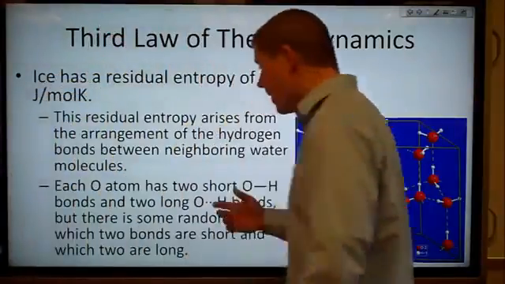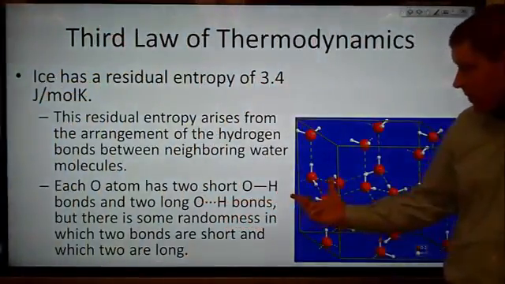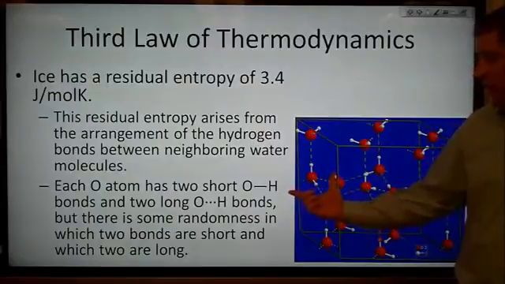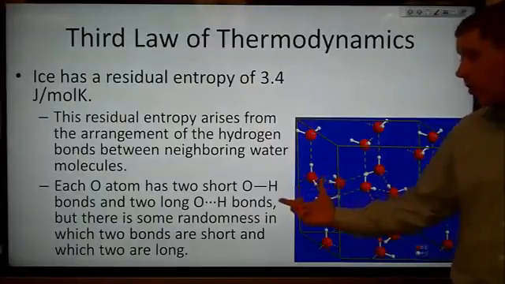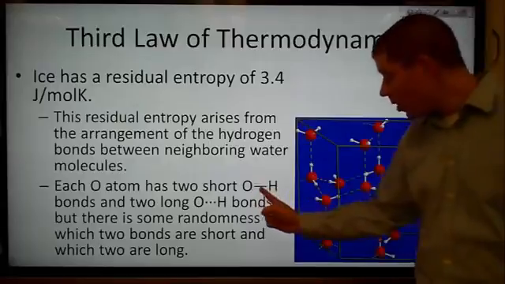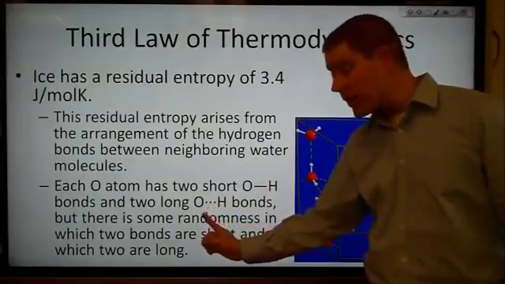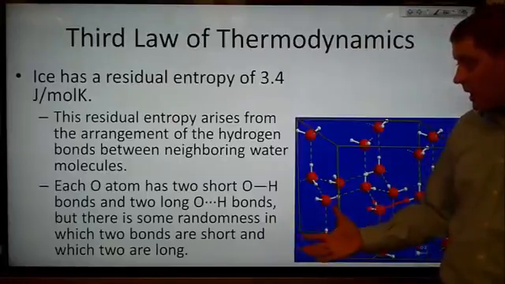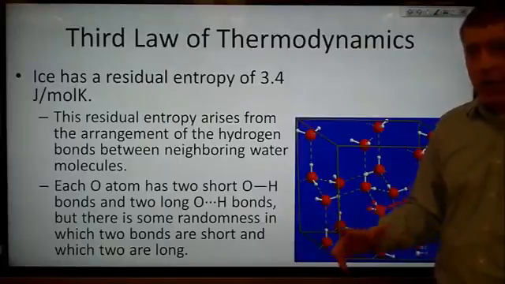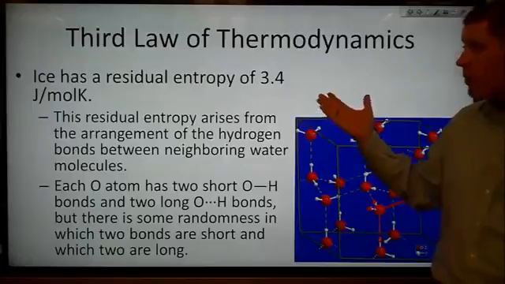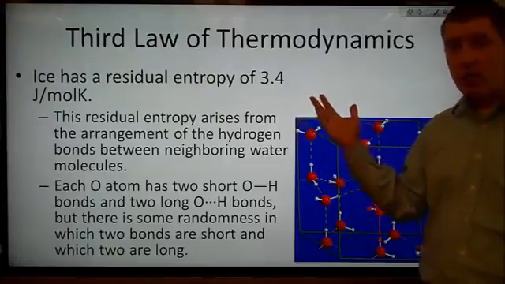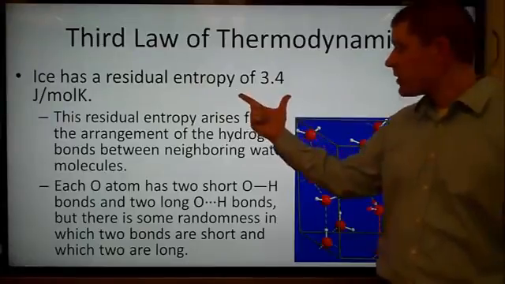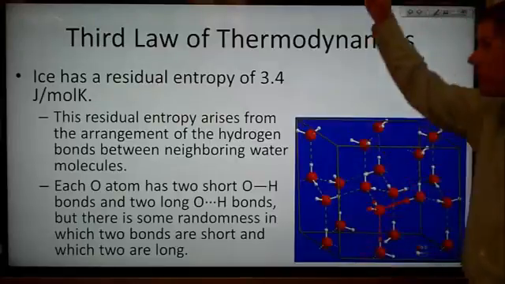So each oxygen atom has two short OH bonds and two long OH bonds. These are the covalent bonds and these are the hydrogen bonds. There's some randomness as to which ones are which, and so there's going to be some randomness left over, some entropy left over, even at absolute zero. That's why ice has this residual entropy.